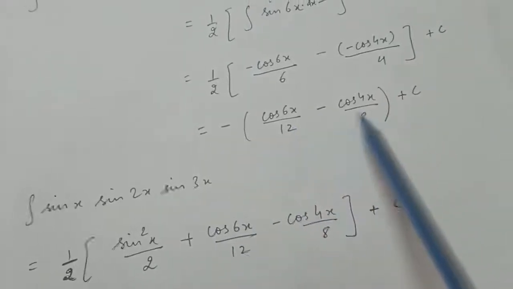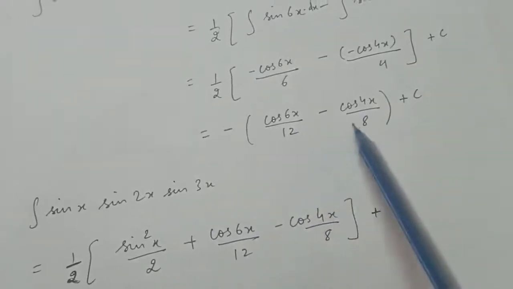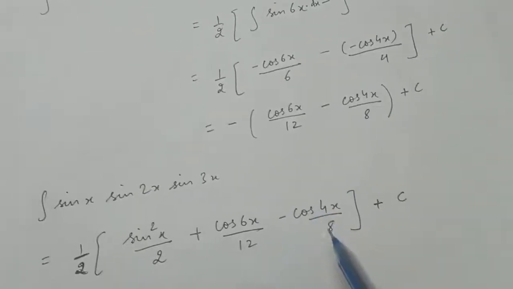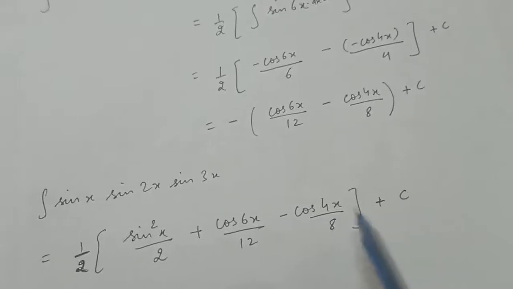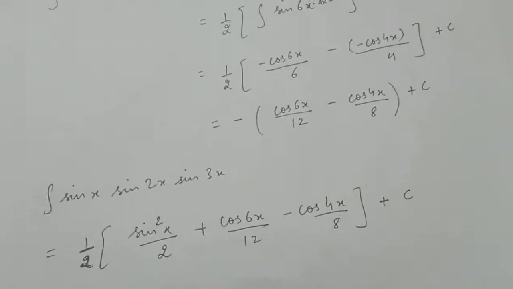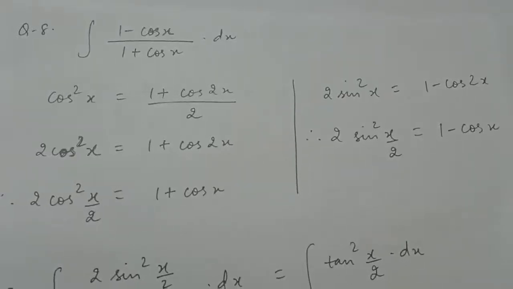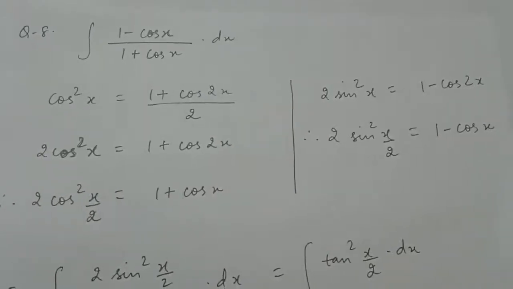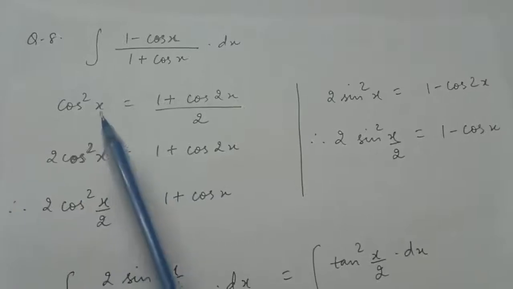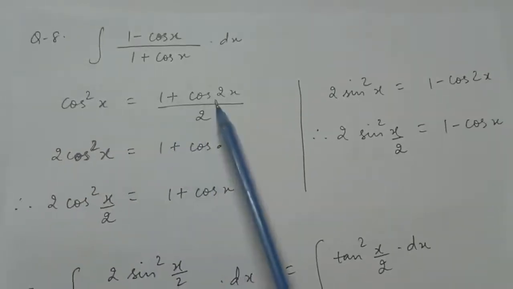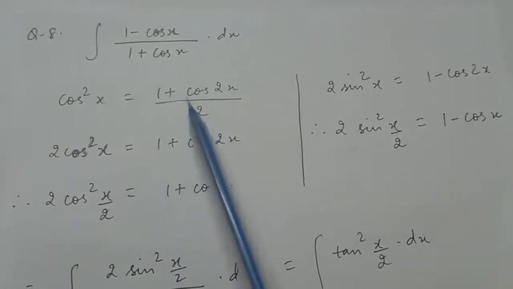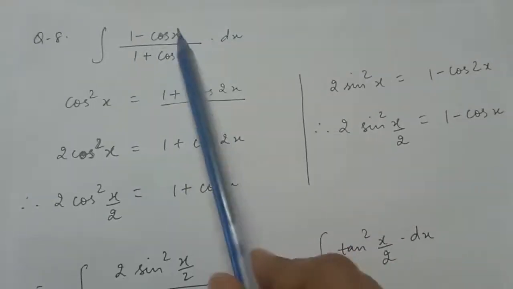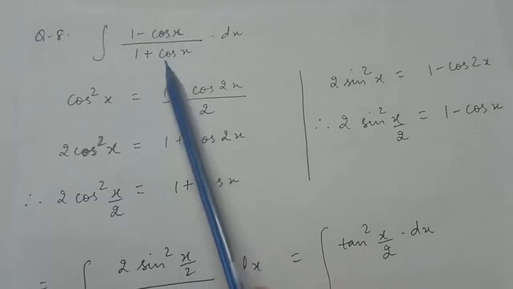So the second integral has this value, cos 6x upon 12 minus cos 4x upon 8 plus c. Clear? Now question number 8 is the integral of 1 minus cos x upon 1 plus cos x into dx. So as you know, cos square x is equal to 1 plus cos 2x upon 2. Now see, here we have this 1 plus cos x and 1 minus cos x. So we will find the value of these.